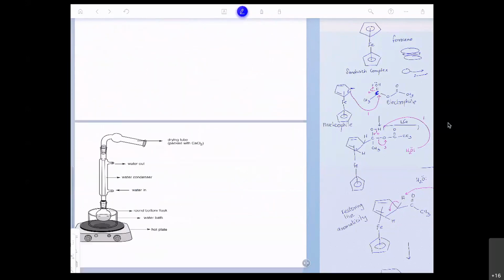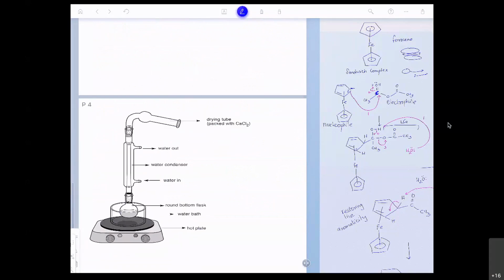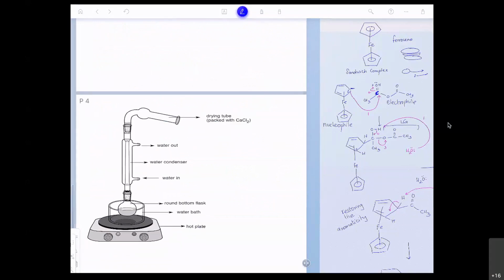So let's see the setup. The setup is quite simple. We're going to do the reaction at 100 degrees. So the most we're going to go with this temperature is 100 degrees Celsius using a water bath. The round bottom flask will contain ferrocene, acetic anhydride, and your catalyst, which is concentrated phosphoric acid. You'll also add a stir bar. You'll stir the reaction, okay?